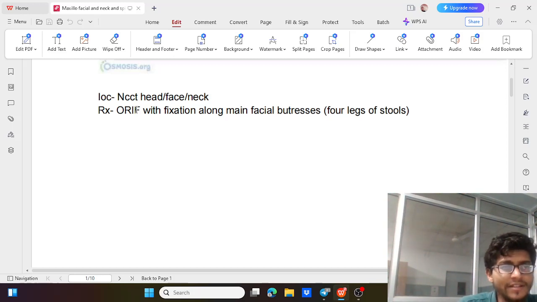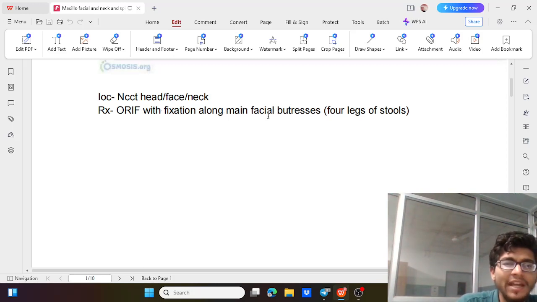If there is any such injury, the treatment will be surgery, that is open reduction and internal fixation, where we fix the bones with metal plates and screws.